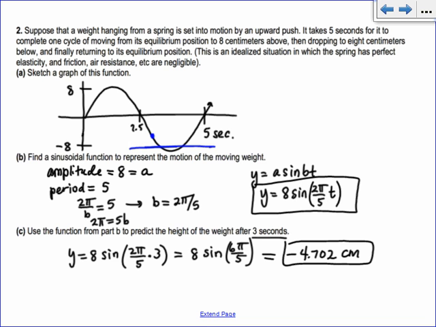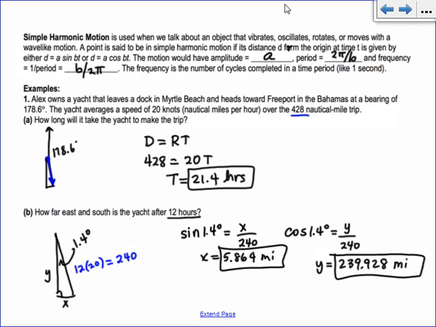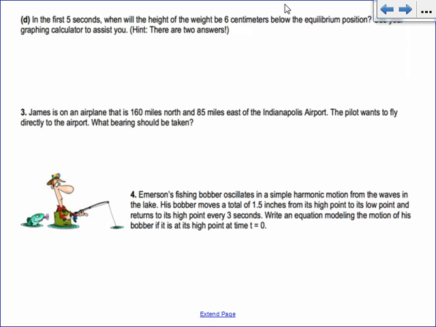So what I'm going to have you guys do is graph our function that we had. We're going to graph y equals 8 sine of 2 pi over 5. You can put an x in there if you want, not t. We're going to graph that for y1 on the calculator. And then for y2, we're going to graph negative 6, because we're going to be 6 centimeters below. So go ahead and do that.